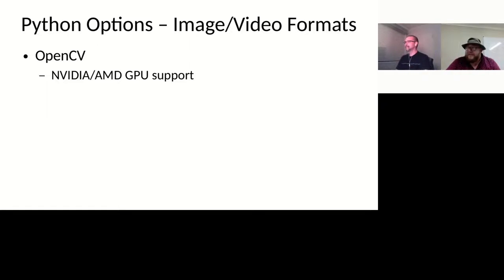Okay, and then there's the image and video format. Although object detection can be done by the other two libraries, OpenCV seems to be the common library used for actually manipulating the image itself, whether that's in video or in rendering still images. Fortunately, that has AMD as well as NVIDIA support.